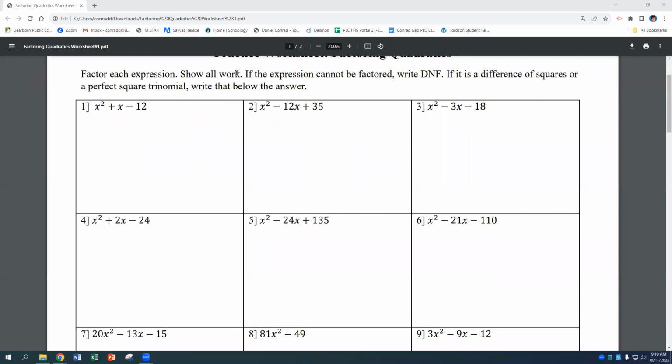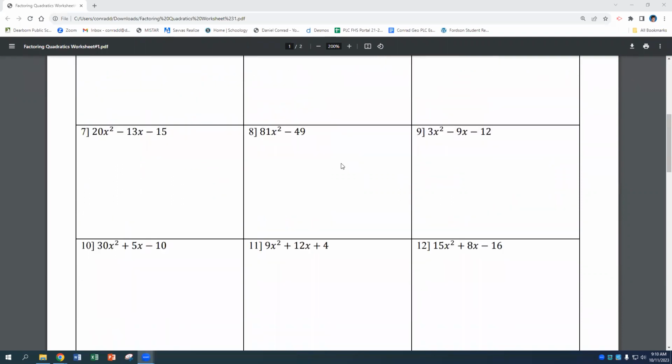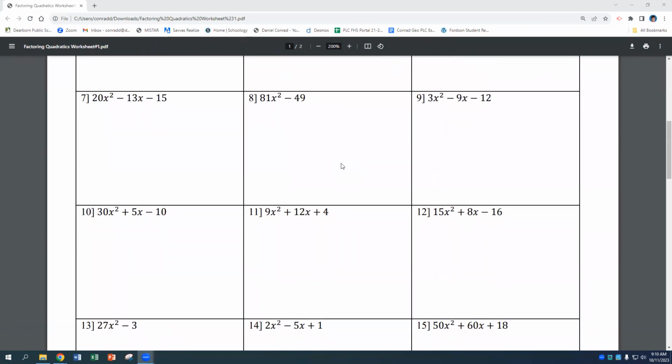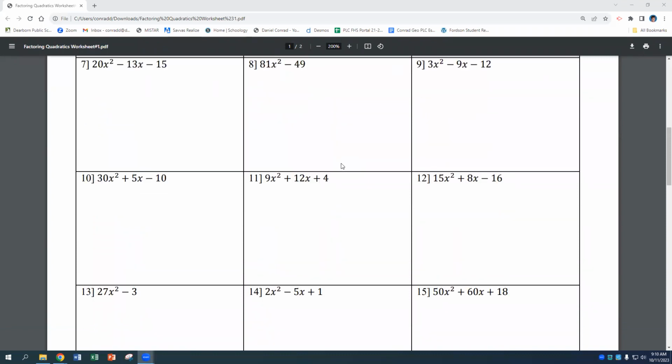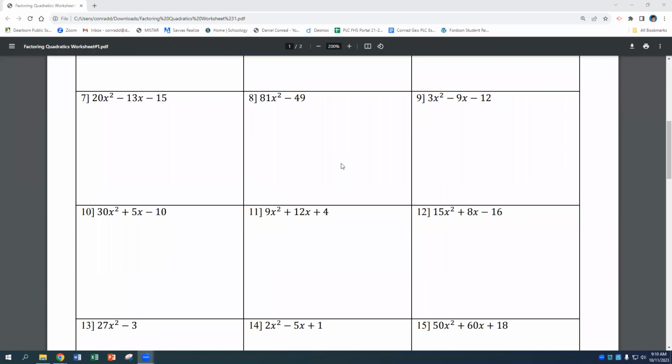But sometimes the value in front of x squared, the a value, is not going to be 1. It's going to be something other than 1. So let's look at number 7 as an example. Okay, so a here is 20. So I can't use the traditional x method.